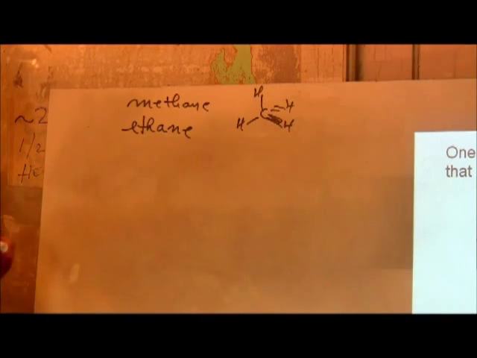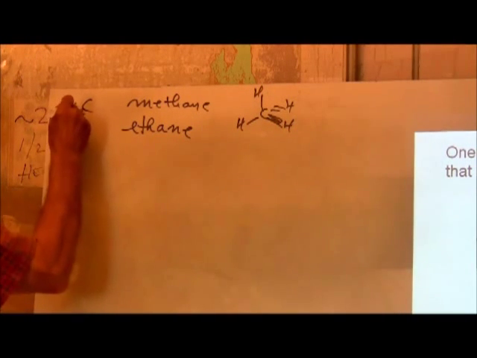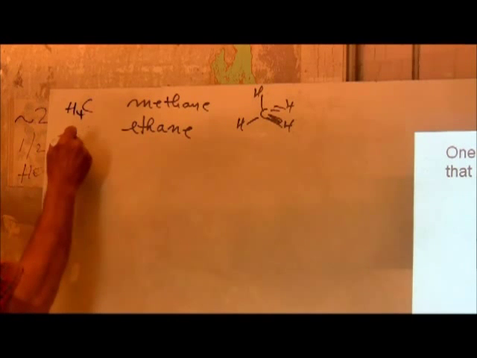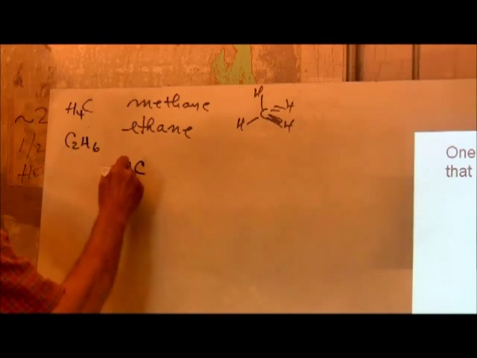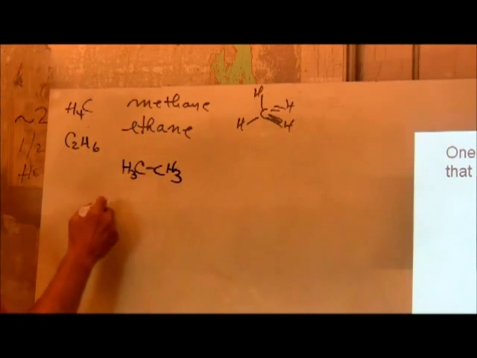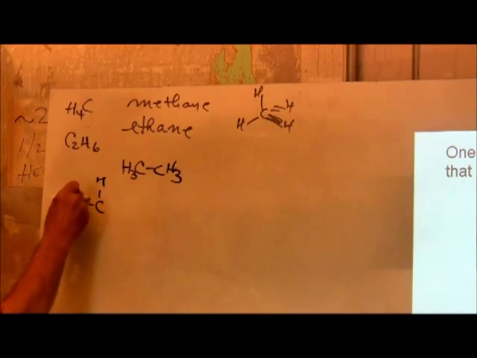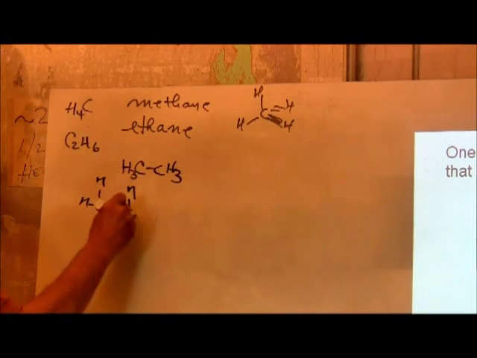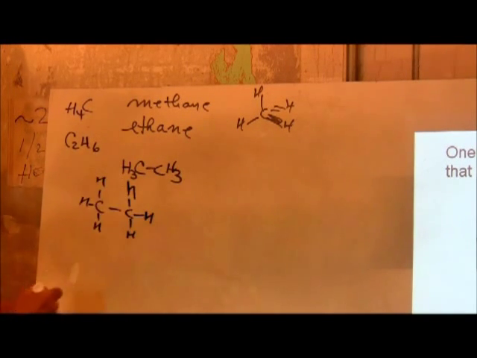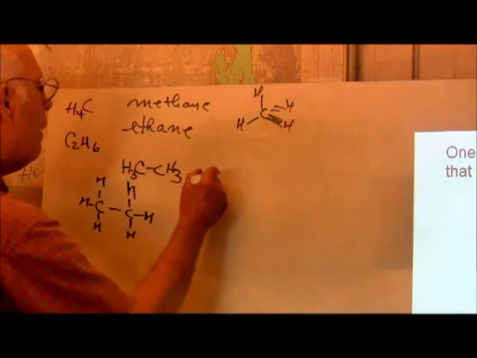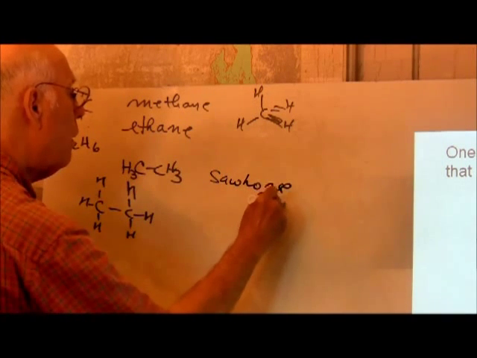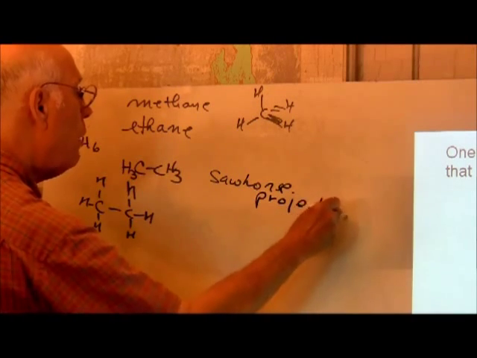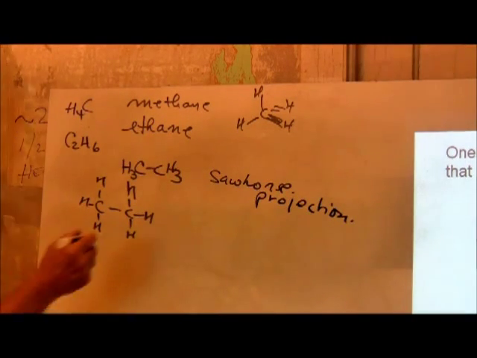Let's take ethane. So methane is CH4 and ethane is C2H6. Okay? C2H6, CH3, CH3. Let's draw that another way. H, H, H, C, H, H, H. Is that correct? No, it's got to be in 3 dimensions. So how are we going to make it in 3 dimensions? Well, let's draw it as a sawhorse projection. That's a common way that we represent the 3-dimensionality of these molecules.